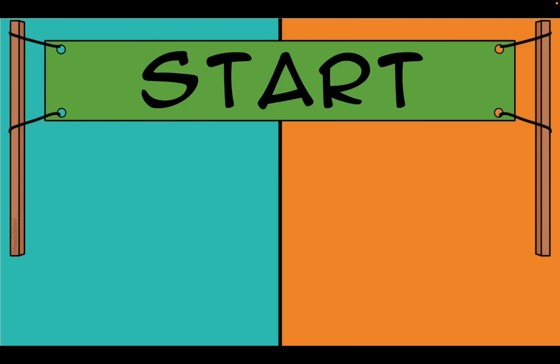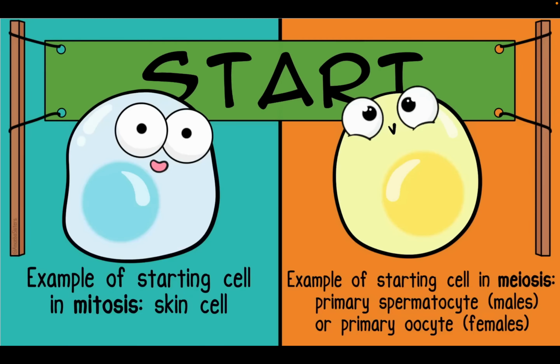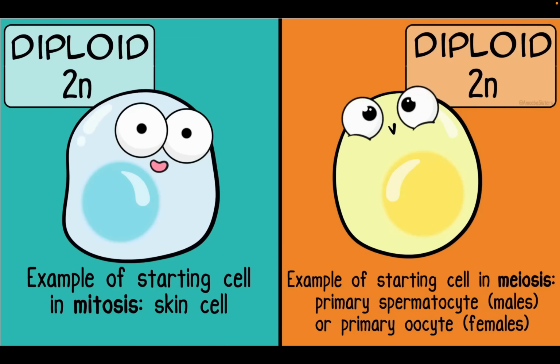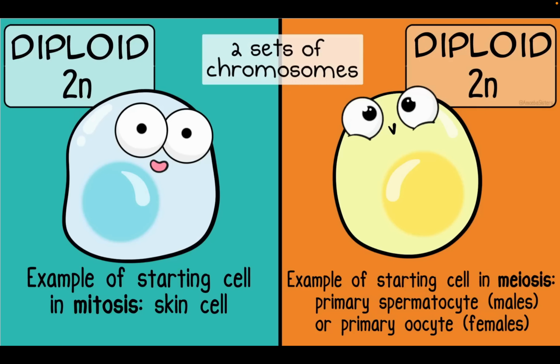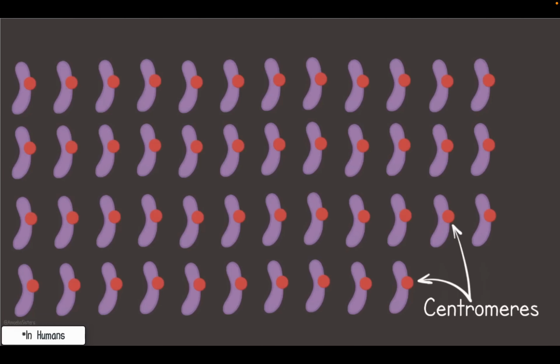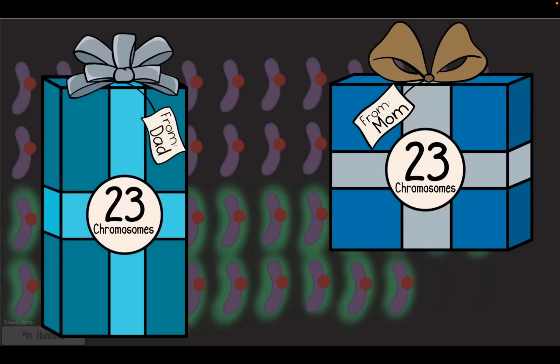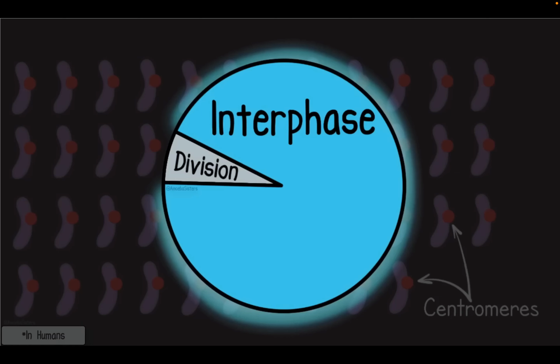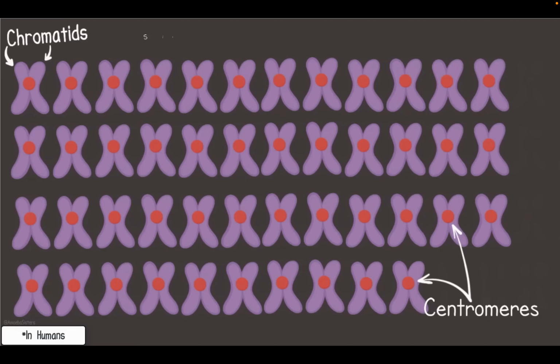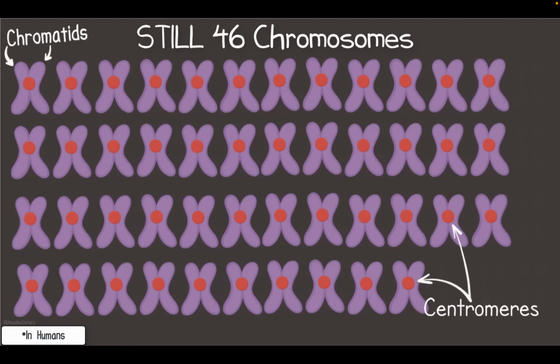Before we start mitosis and meiosis, let's look at what you start with. Your starting cell in both mitosis and meiosis is diploid, written here as 2N. That means it has two sets of chromosomes. In humans, that's including one set of 23 chromosomes from mom and one set of 23 chromosomes from dad. 46 chromosomes total. During interphase, the cell duplicates the chromosomes. When you duplicate 46 chromosomes, you still say there are 46 chromosomes, as the newly duplicated portion is still attached at the centromere region. But there are actually 92 chromatids.